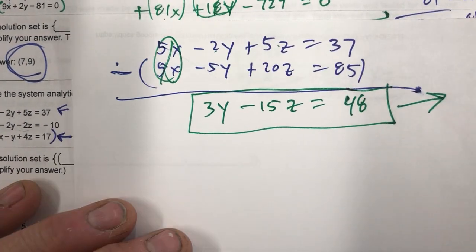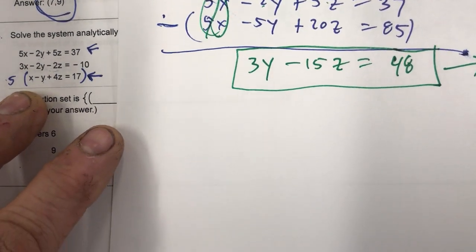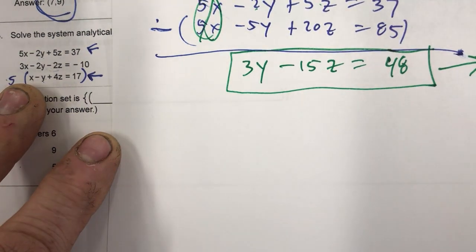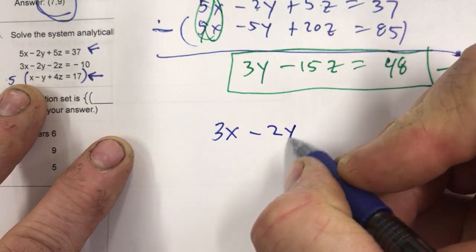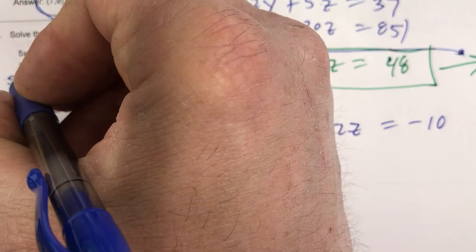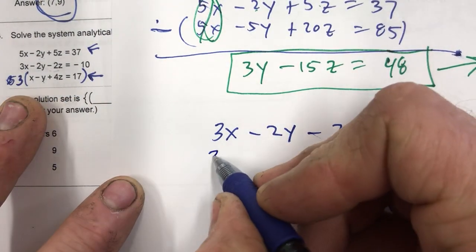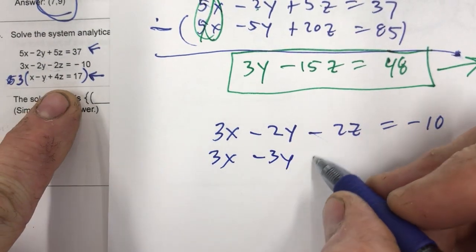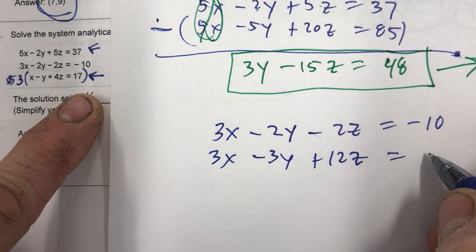Okay, now at the same time here, see my equation right here? Okay, I'm going to take this middle one. So this is 3x minus 2y minus 2z equals negative 10. And now this time I'll do 3 times this bottom one. So 3 times x will be 3x, 3 times negative y will be negative 3y, 3 times 4z is 12z, and then 3 times 17, is that 51?